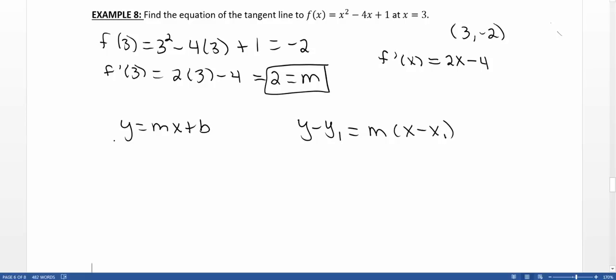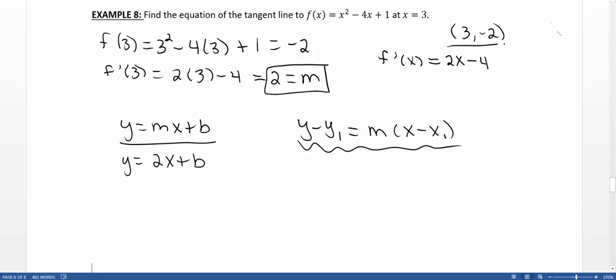Either is fine, but I'm going to use the y = mx + b form to figure out this problem because that's the way I generally do it. If you want to use the other form, that's fine as well. So here, my slope is 2, so I have y = 2x + b. Now to find my b, that's why I need my point, because I need to plug in the point to be able to solve for b.